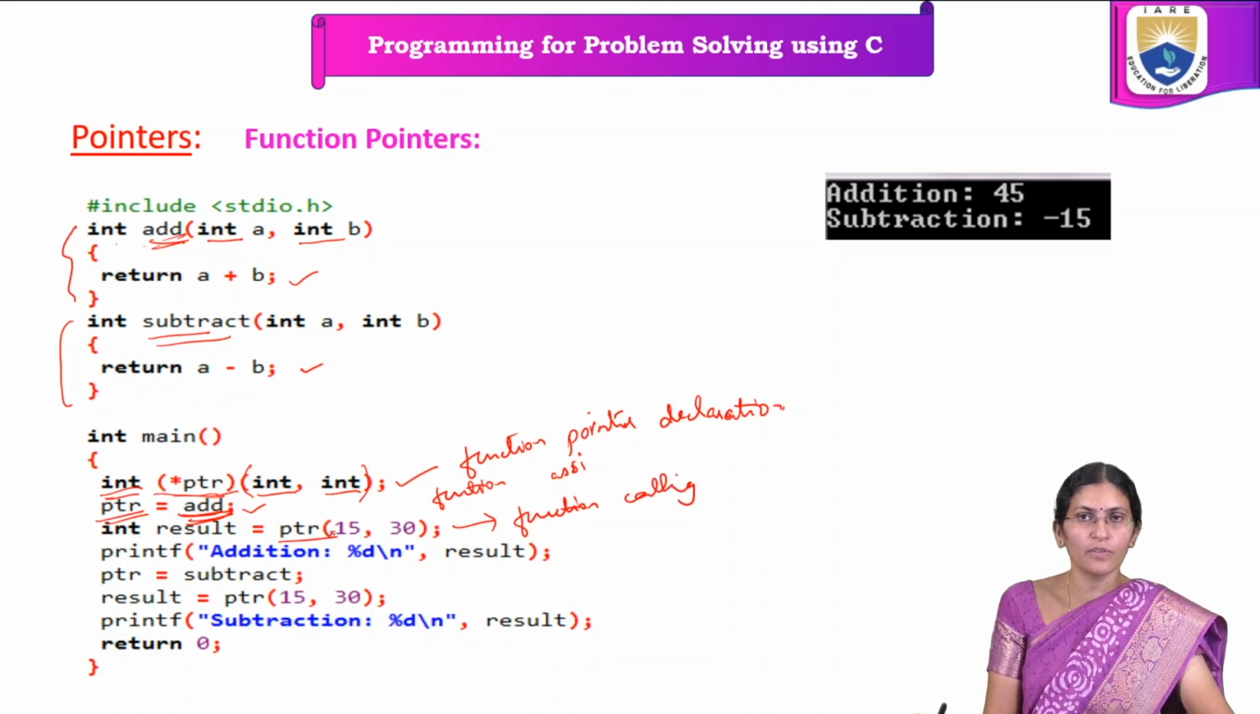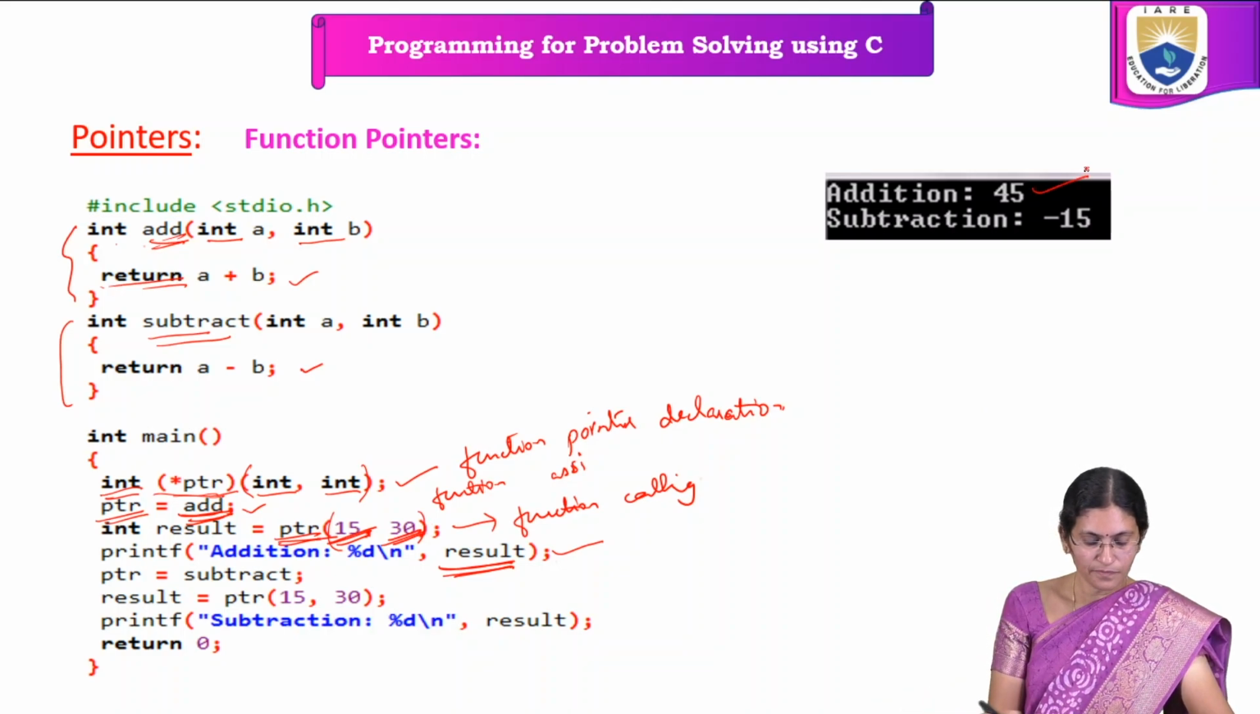So in this way you can call the function. The name of the pointer, and then inside this you have to pass the parameters. Here it accepts two integer parameters, so 15 and 30, these are the parameters which are passed in the function. The return value of this function is an integer value, and that value obtained from this function is stored in the variable result. Suppose if you pass 15 and 30, the output of this will be 45.